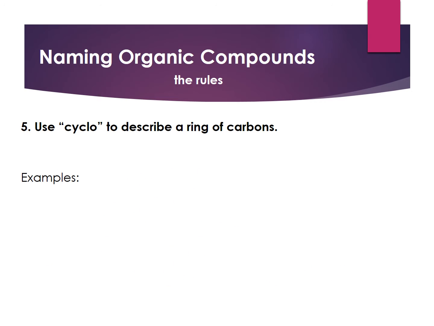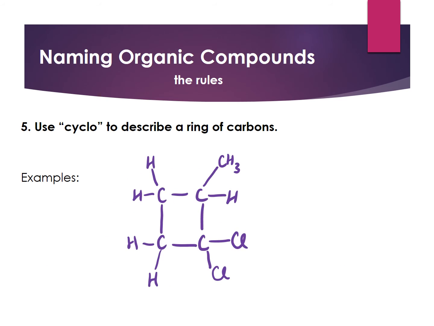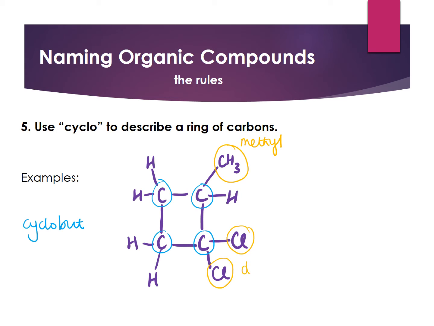In a second, slightly more complicated example, this one here has got 4 carbons in the ring, 1, 2, 3, 4, so that would be based on cyclobute something or other. There are some substituents. Up here there's a methyl group, methyl, and down here we've got 2 chlorines, so dichloro, and in the naming the chloro part of that would need to come before the methyl part of that.